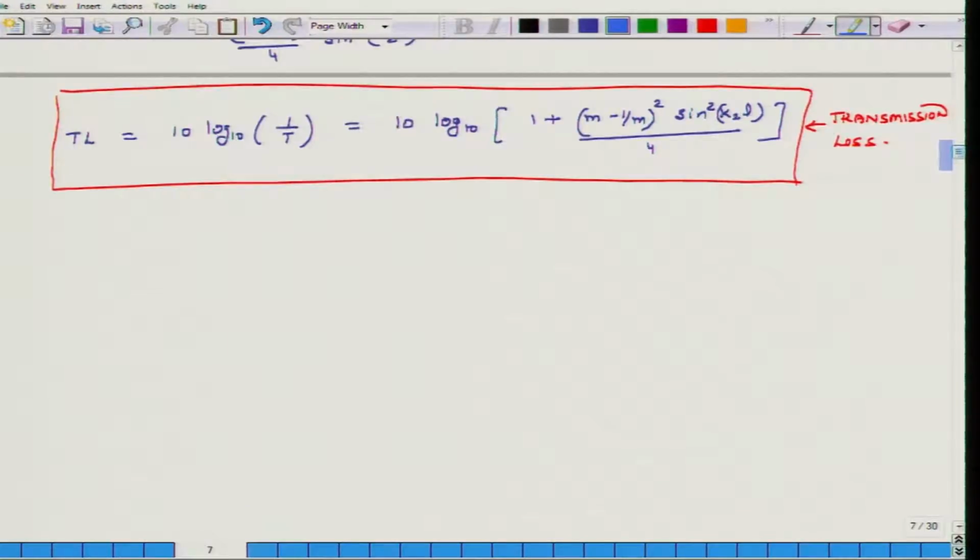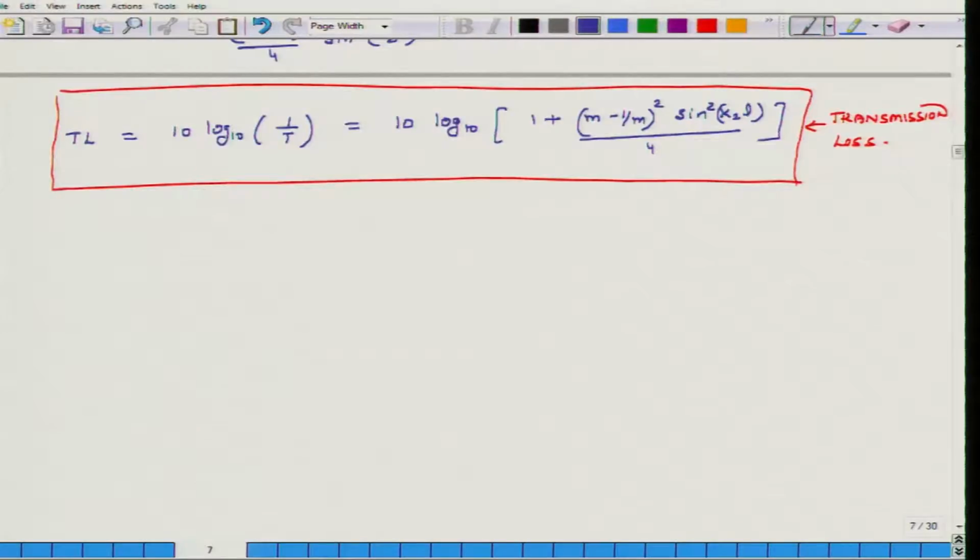So, what we see is that this transmission loss depends on two parameters. One is this parameter m minus 1 over m. If this m minus 1 over m parameter is large, then transmission loss is going to be large. The second parameter is sin square K2L. If sin square K2L is large, then transmission loss will be large, otherwise it will be small.